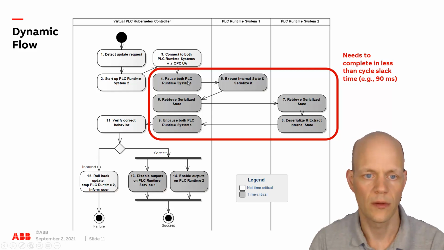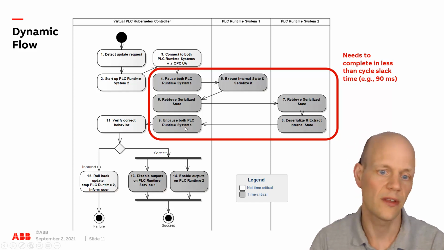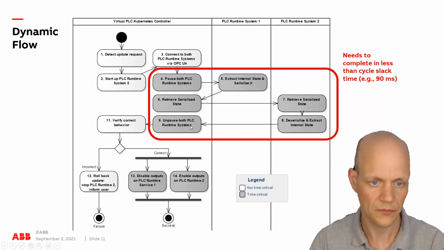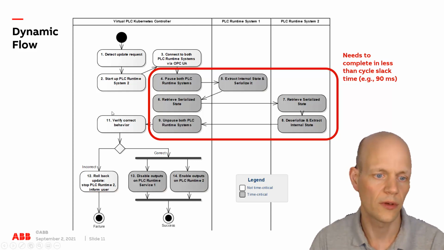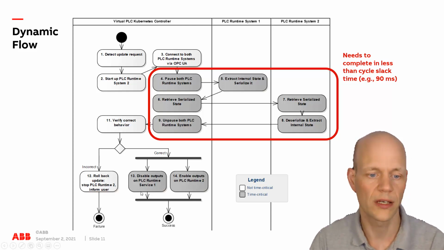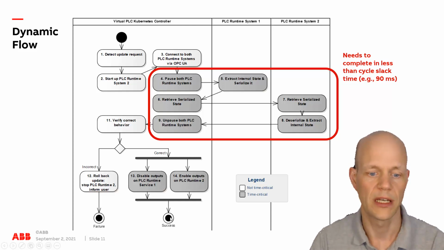And what needs to be done is both engines need to be paused. Then the state gets extracted and serialized, and then sent to the controller, sent to the second runtime, deserialized, and then both controllers are unpaused. And then before switching over the actual control, we verify the correct behavior. This can be done either manually by looking at the outputs that both engines produce, or you can have an algorithm that actually does that and checks for a drift in the output values that have been computed. If that is incorrect, then we roll back everything. If it's correct, then we disable the output writing from the first runtime and enable the output writing on the second runtime. And afterwards, the application is successfully updated.